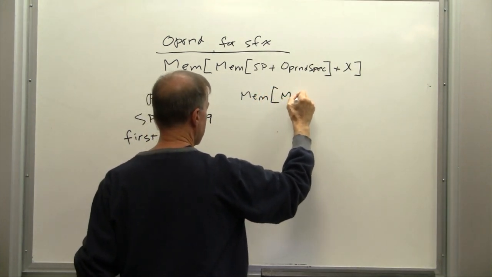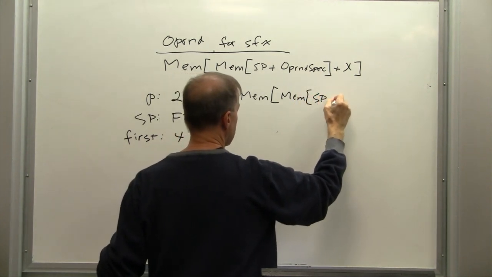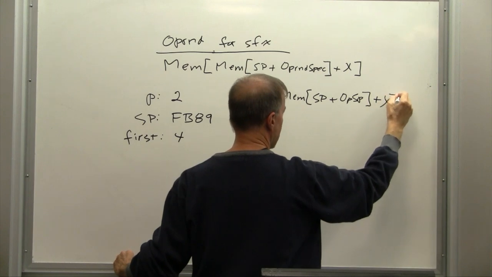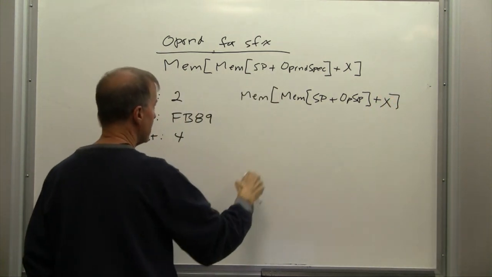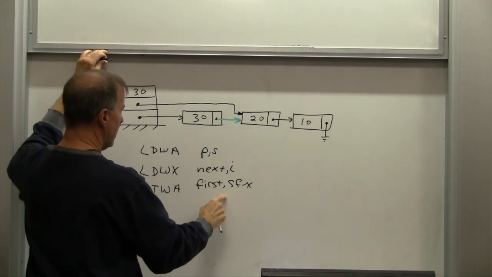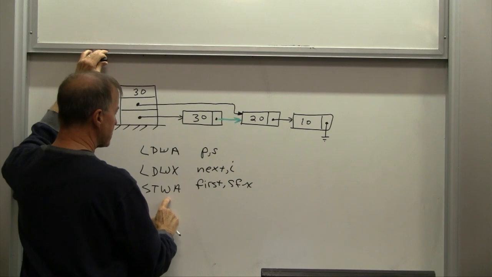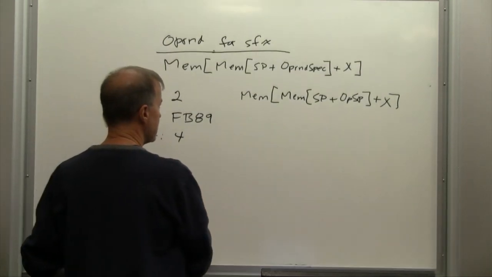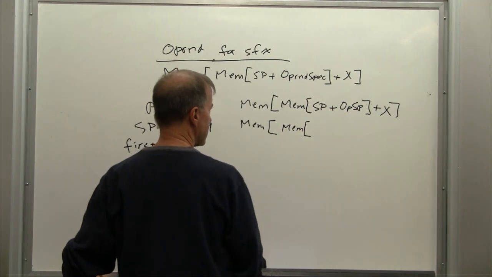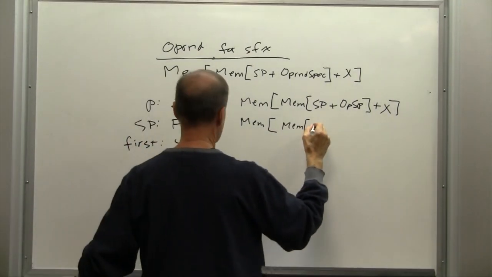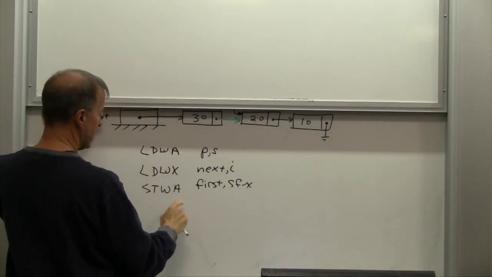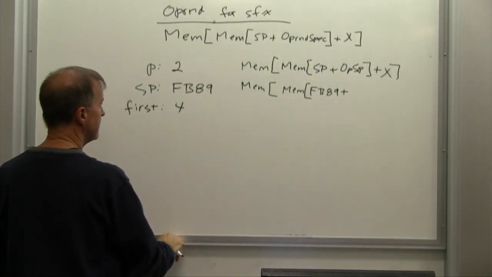It's mem sub mem sub SP plus operand specifier plus X, and it's the mem of that. So now whenever we do this computation, store word accumulator first,X, where do we store word accumulator? So let's take a look. So this is going to be mem sub mem. And now what did we say the stack pointer was? FB89, plus, and now what is the operand specifier? The operand specifier is first, but what's the value of first? 4.